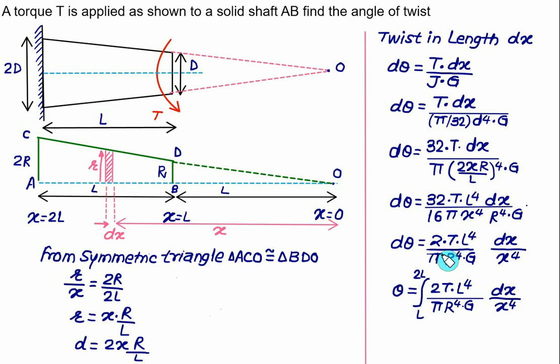So we have 2 times T L to the power 4 divided by pi r to the power 4 G, and we have dx over x to the power 4. So this constant we can take outside. Dx over x to the power 4 is x to the power minus 4 into dx. That can be solved and can be substituted for L and 2L.